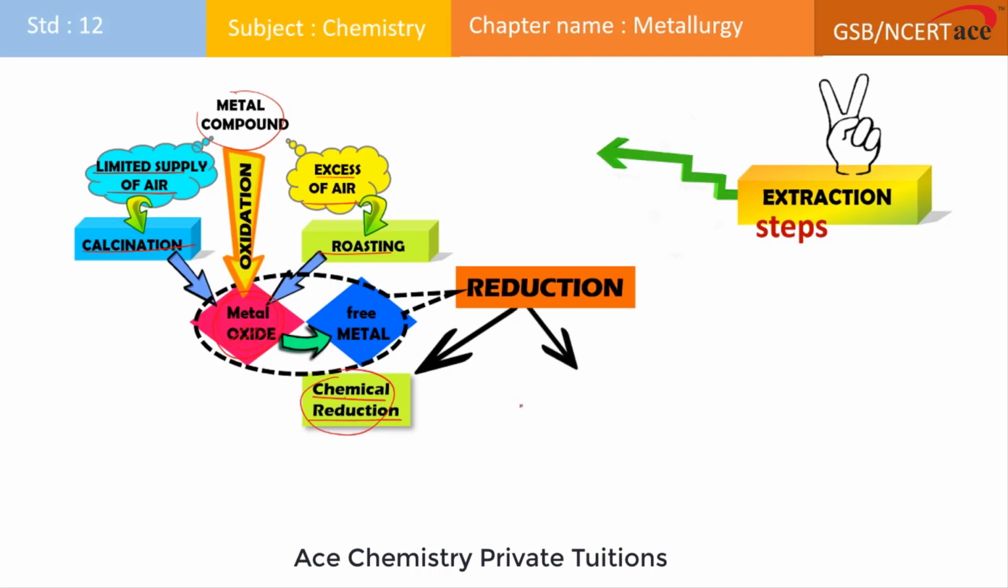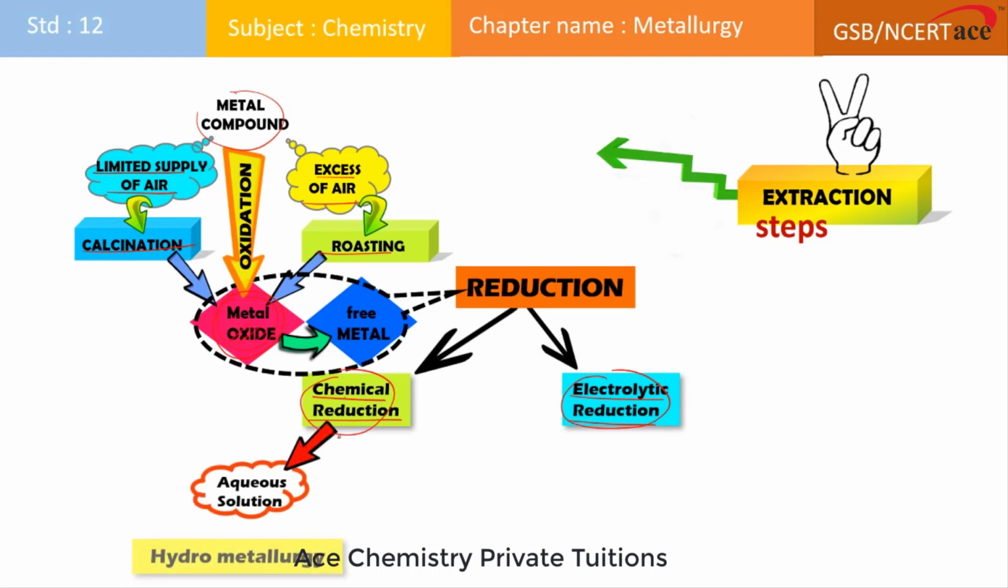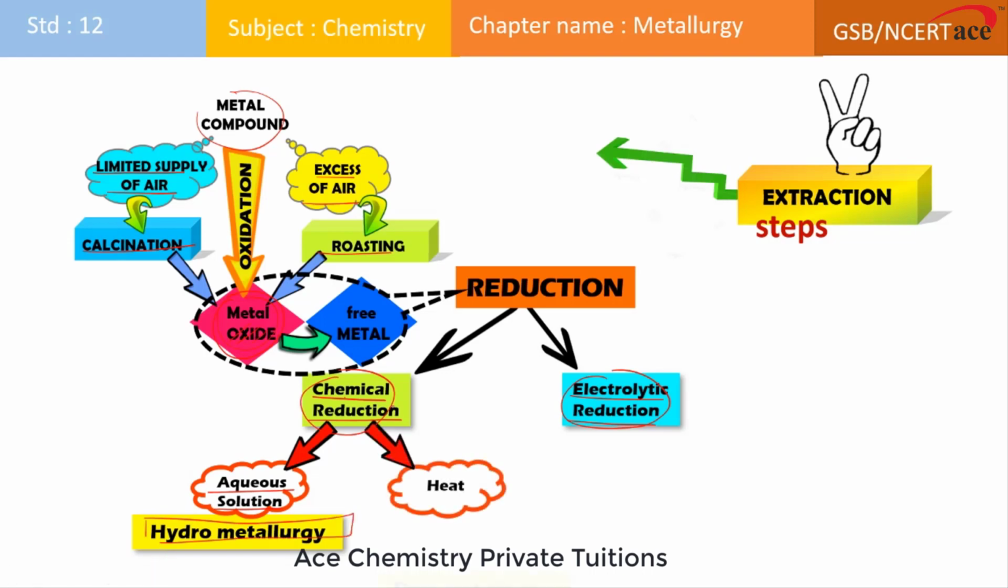And by using the principle of electrolysis for highly reactive metal, this method is referred to as electrolytic reduction. Under chemical reduction, if the reduction is carried out by making an aqueous solution of the metal, that is referred to as hydrometallurgy. And again in chemical reduction only, if the reduction is done by a heating process, then this process is referred to as what? Pyrometallurgy.